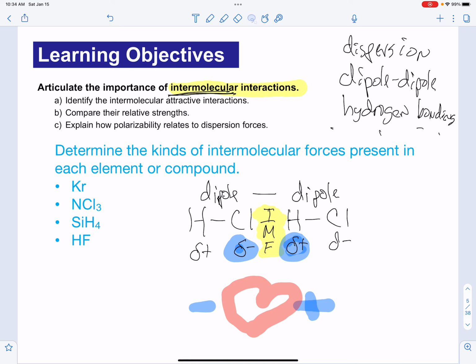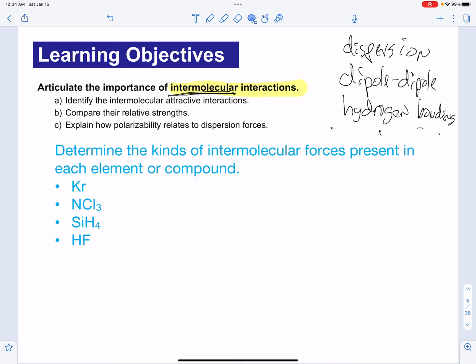What about hydrogen bonding? Hydrogen bonding is a special type of dipole. In hydrogen bonding, you're going to have to have fluorine, oxygen, and nitrogen present. The only time you're going to have hydrogen bonding is when those three elements are present. But you're also going to need hydrogen.